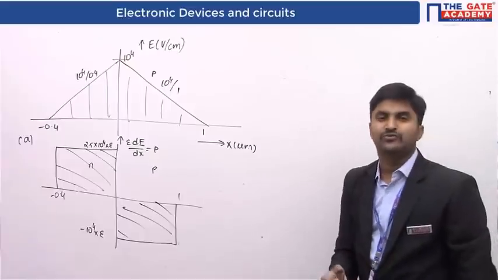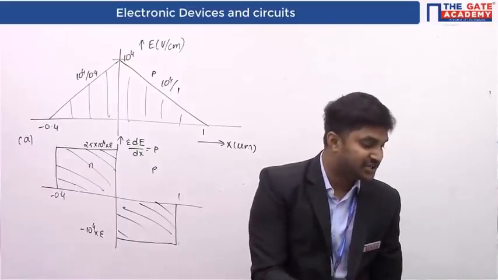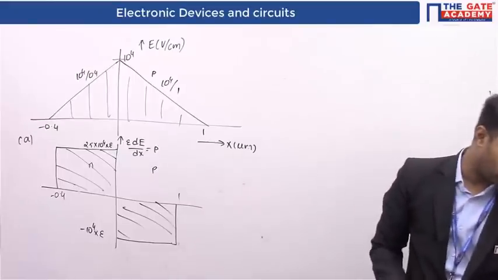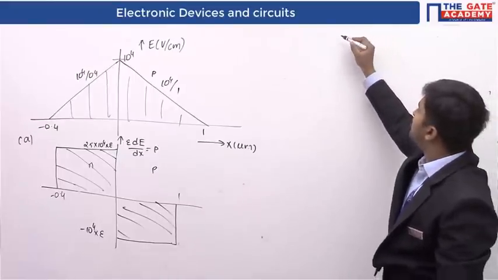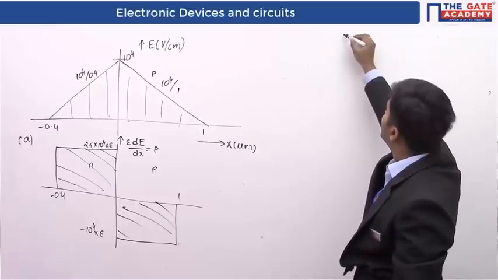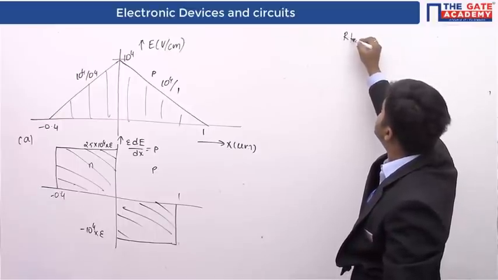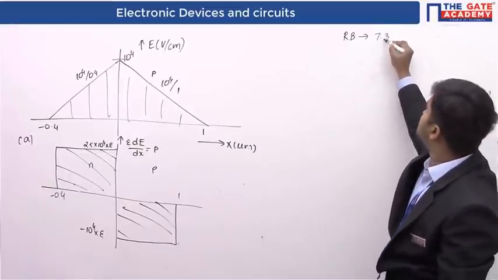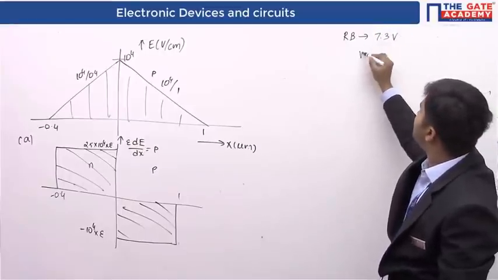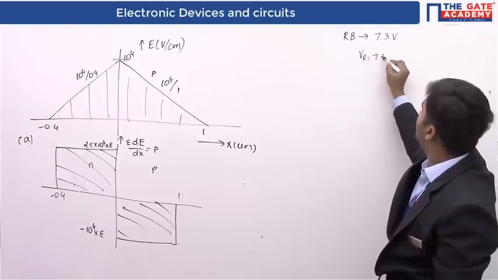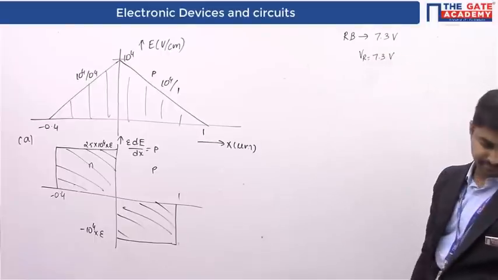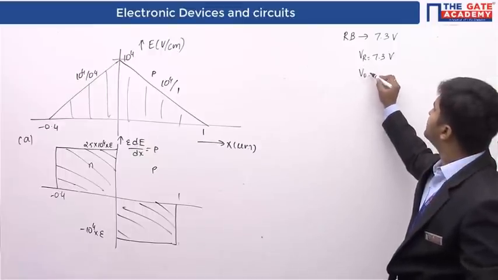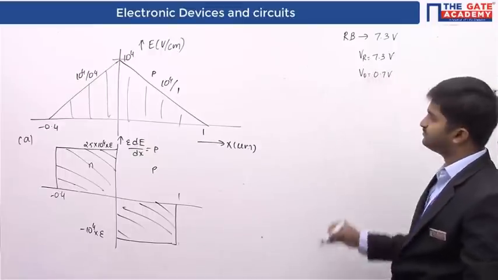Now let us go for the fifth part of the question, which is the junction capacitance and the depletion width at the reverse bias of 7.3 volts. The reverse bias voltage that is applied is going to be 7.3 volts. So let me call it VR is equal to 7.3 volts. And we know the built-in voltage that we got in this question is 0.7 volts.